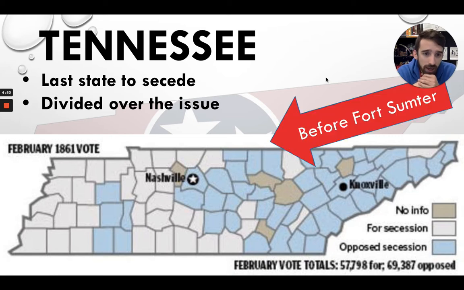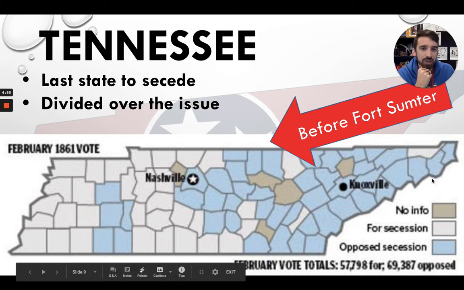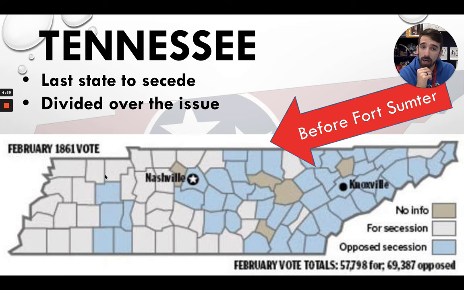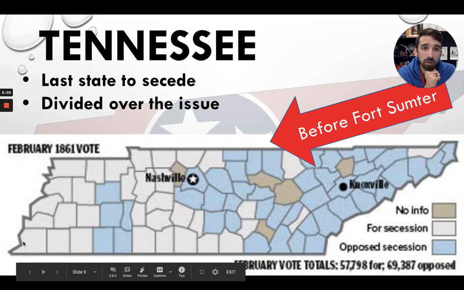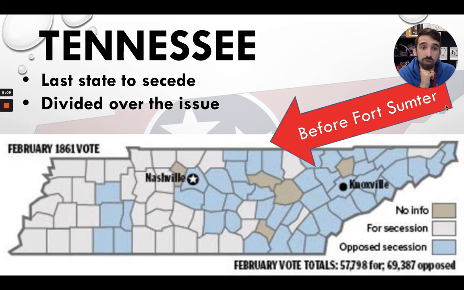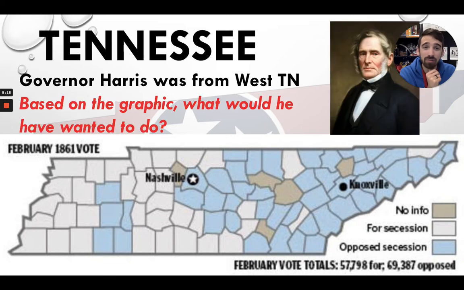If you look at it, blue are the counties that opposed secession, the counties that wanted to stay in the United States. Gray are the counties that wanted to secede and join the Confederacy. So you'll see Memphis down here wanted to secede. Nashville, Knoxville, they wanted to stay. Now that's the vote before the Battle of Fort Sumter. Remember, Tennessee doesn't really make up its mind until after.